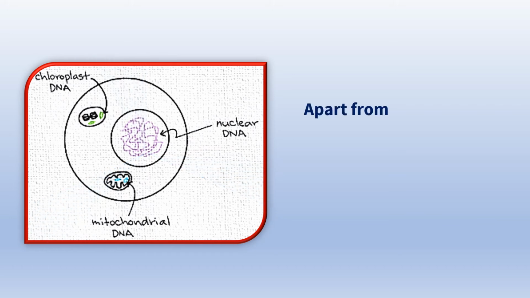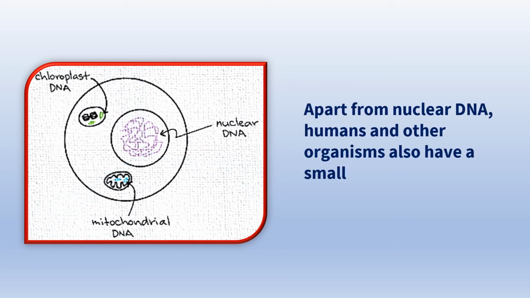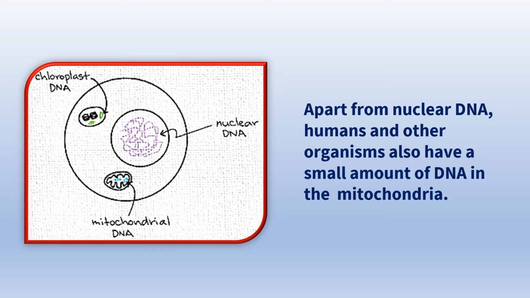In this picture, you can see nuclear DNA. Apart from that, you see that there is some amount of DNA in the mitochondria too. So human beings and some organisms have nuclear DNA present in the nucleus. They also have mitochondrial DNA, and plants have chloroplast DNA.